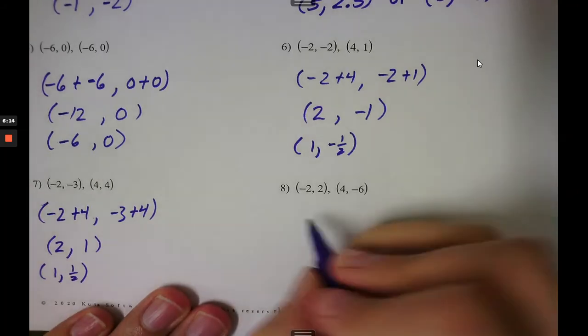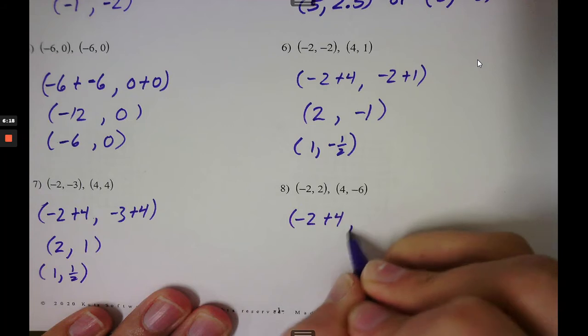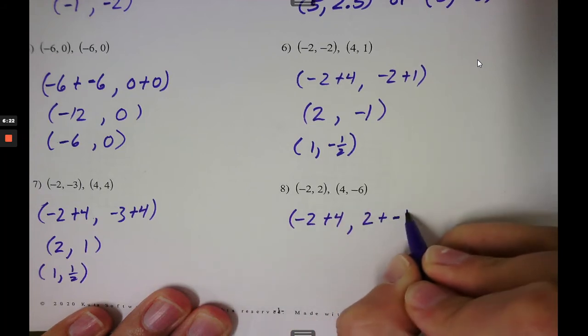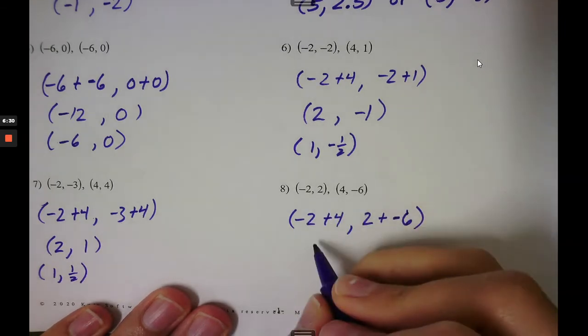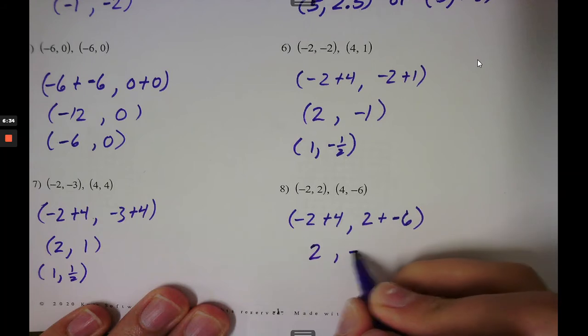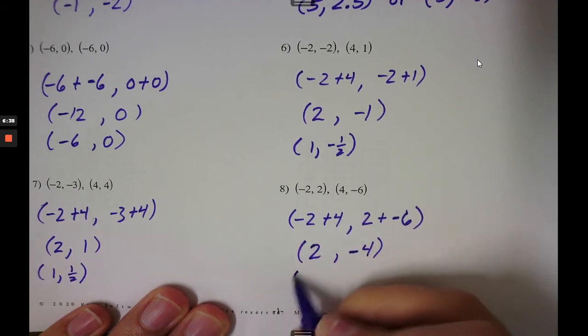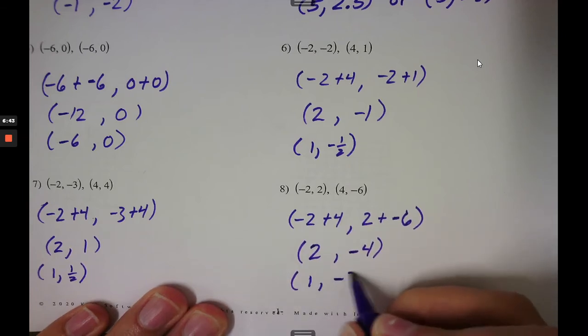Okay, the next one, negative 2 plus 4. We're already getting pretty good at the process by now. 2 plus, again, if you needed to graph these on a number line or draw an actual XY graph, you absolutely could. So that would be 2, and this would be negative 4. And then when I take half of each of those, I end up with (1, negative 2).